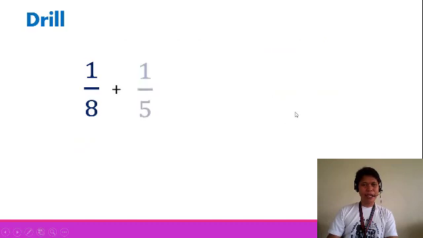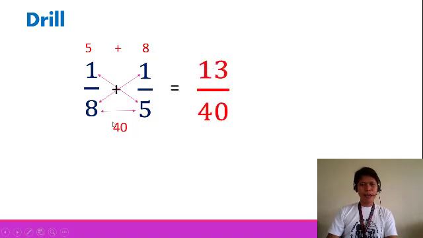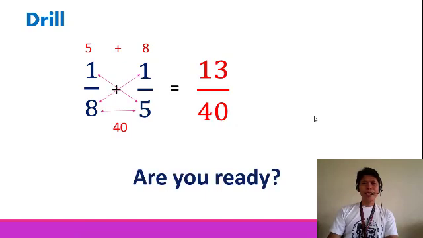We have 1/8 plus 1/5. You have 1 times 5 is 5, and then 8 times 1 is 8, and then 8 times 5 is 40. So with the butterfly method, you just add 5 plus 8, which is equal to 13, and copy 40. So the answer is 13 over 40. Are you ready? Okay, let's start.